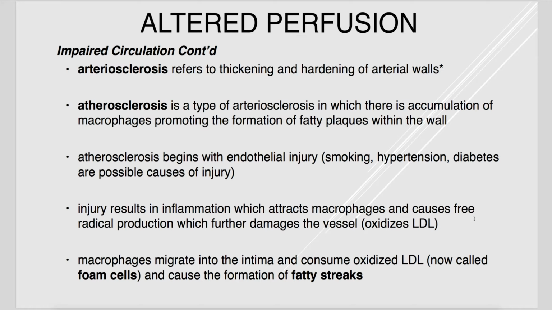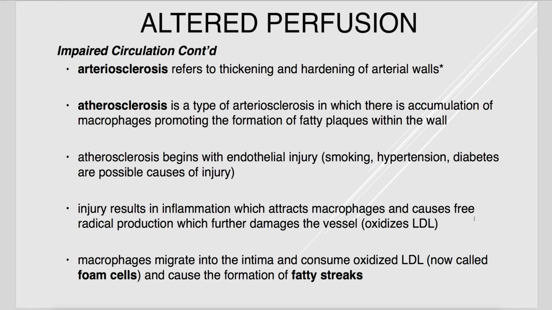All of these injuries, arteriosclerosis, atherosclerosis, they begin with injury to the endothelium, which is the lining of these blood vessels. Things like smoking are very damaging to the endothelium. Hypertension, diabetes, those are all big causes of atherosclerosis. What happens with any injury in the body is it induces an inflammatory response. And then we bring immune cells, inflammatory cells, to the site.